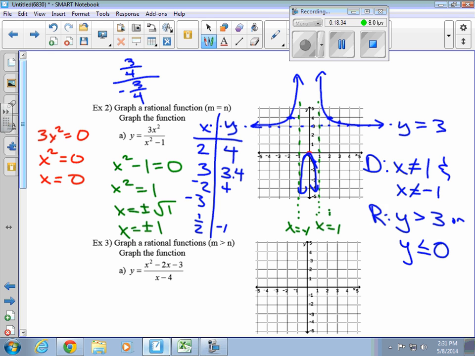It'll go on forever. So really what they're saying is it can't be in between here. Right? So these are the numbers that it can be. Y has got to be bigger than 3 or less than that. Say that again.